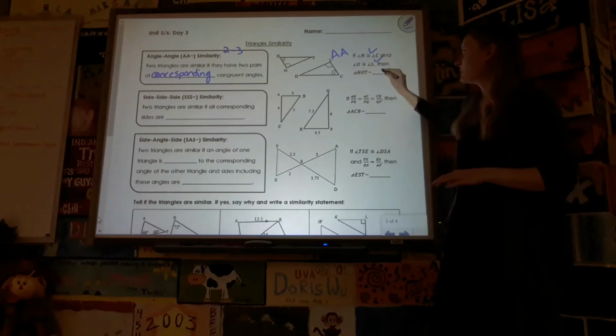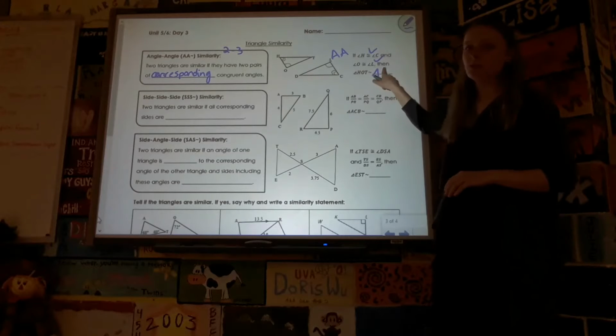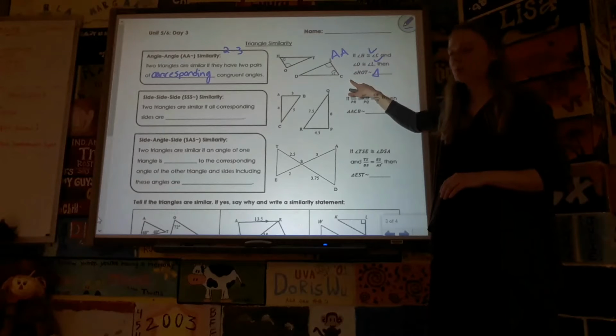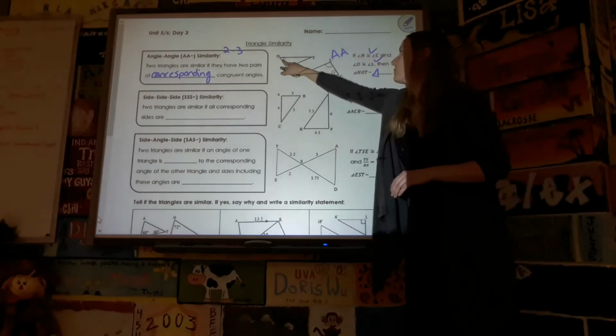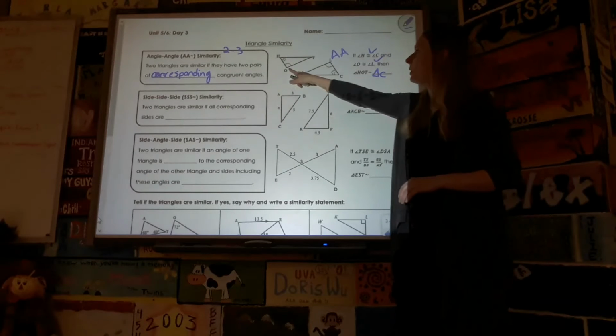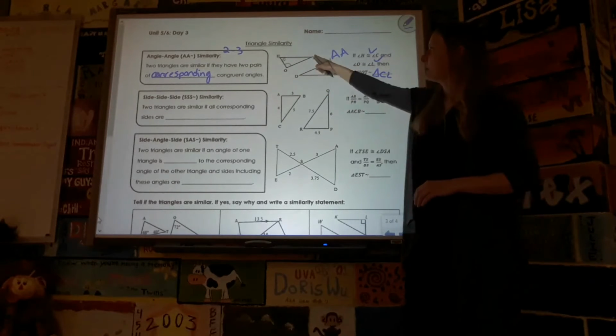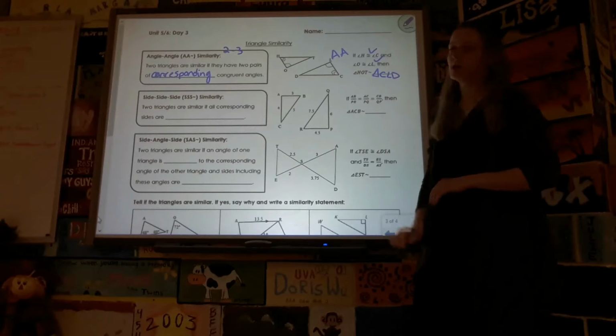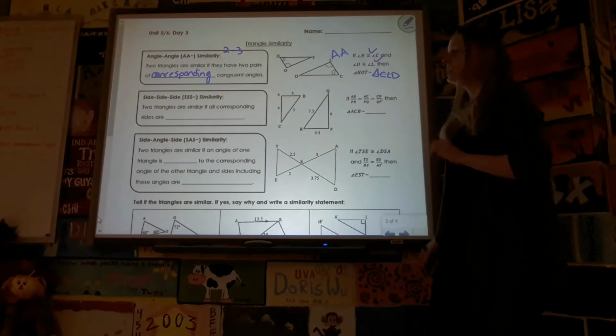The little squiggle stands for similar to, and then you have to name the second triangle so that it matches the spelling of the first one. So H corresponds to C, O corresponds to L, and T corresponds to D. So I would name the other triangle CLD. So that's angle, angle.